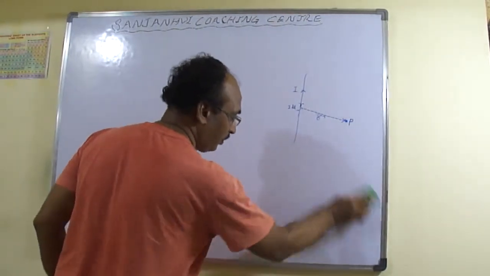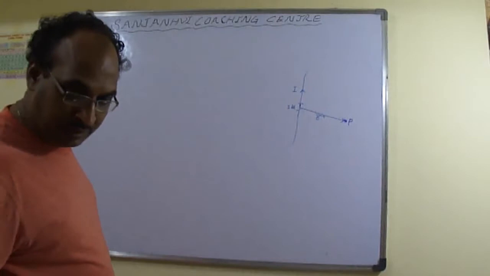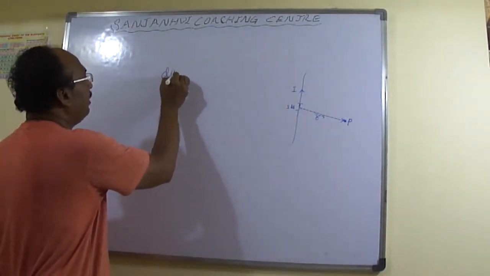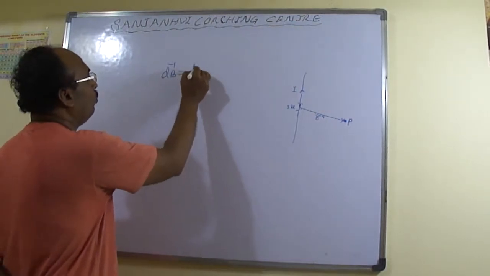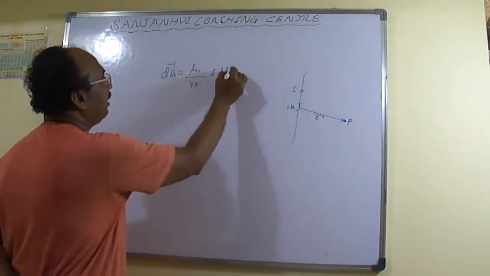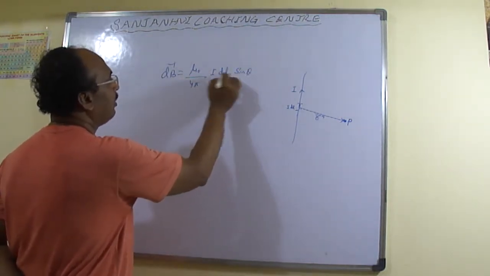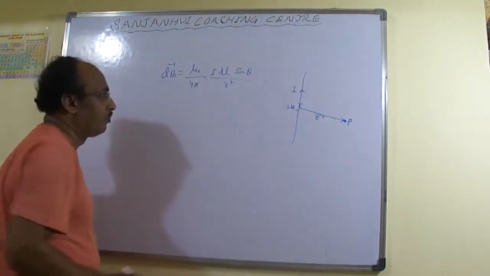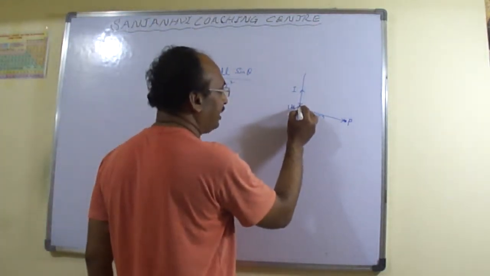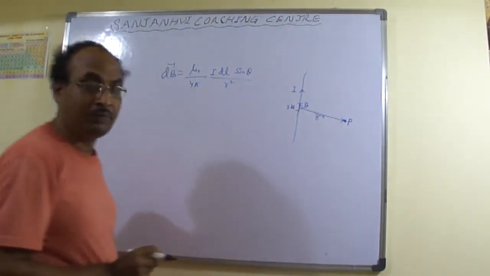Right. So as we have already discussed in this Biot-Savart law, dB is equal to mu 0 by 4 pi I dl cross r, or I dl sin theta by r square. Okay, and this theta is the angle between this current element I dl and r.